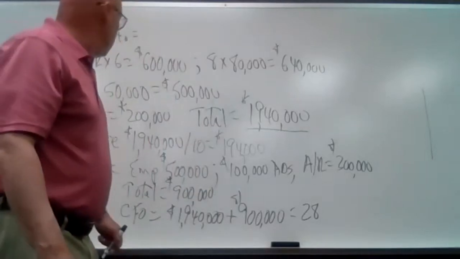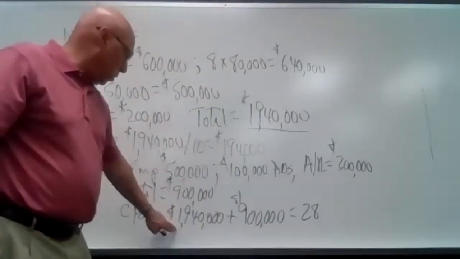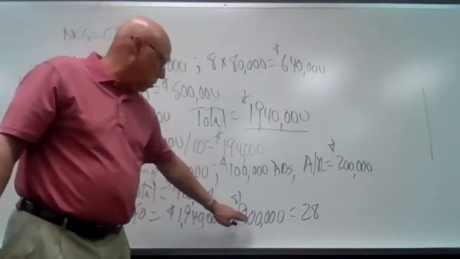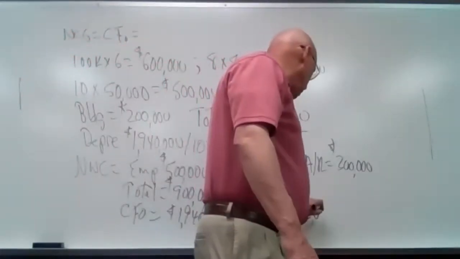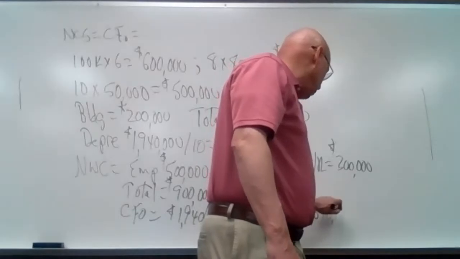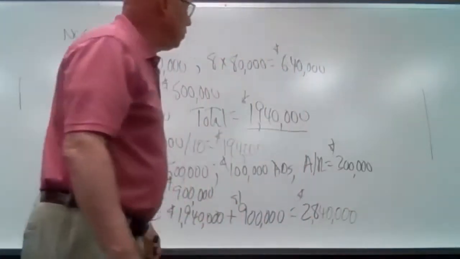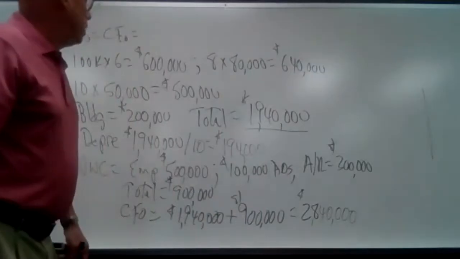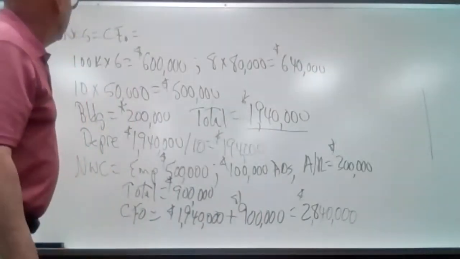So our CF0 is our equipment and our working capital, $2,840,000. All right, so for those of you who didn't tune in live, I didn't hit the record button early enough. And so let me go through.